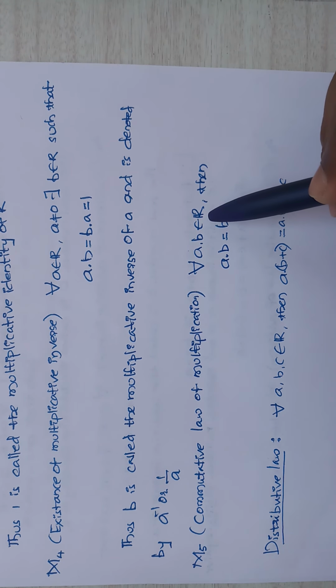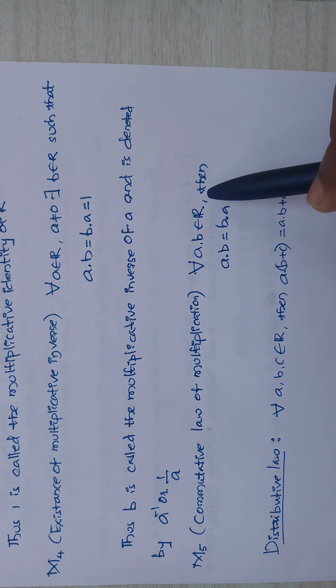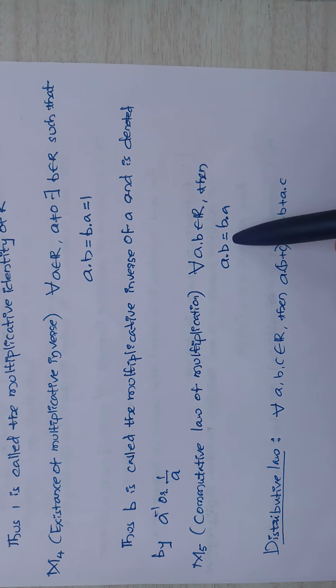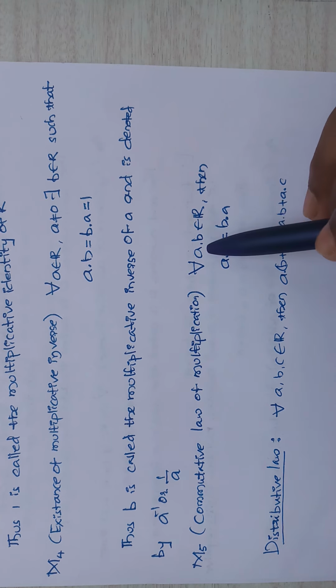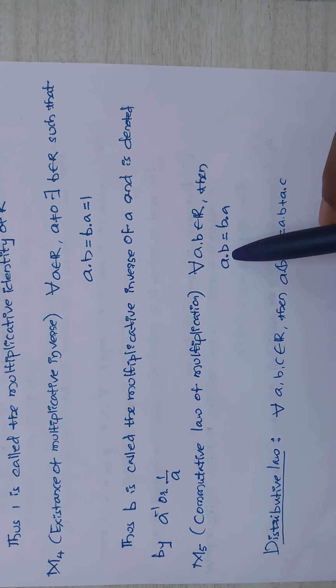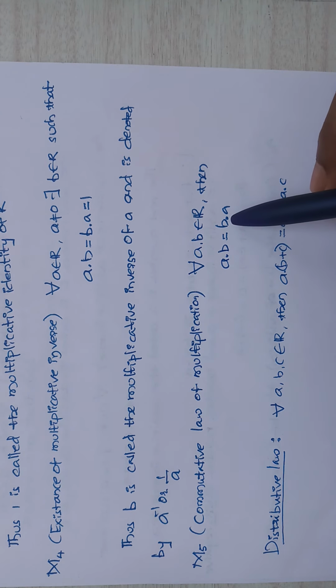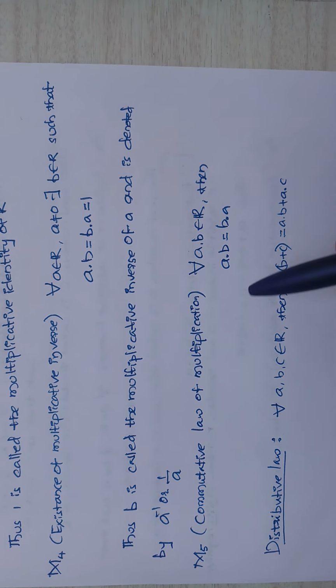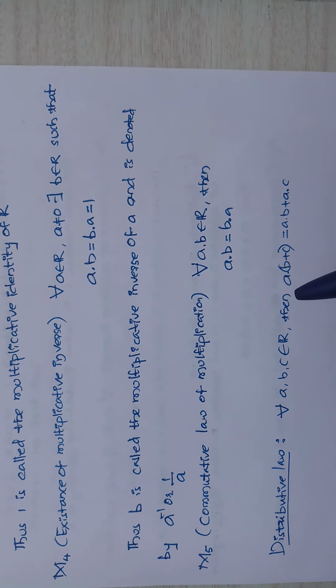For all A, B belongs to R, A into B is equal to B into A. You take real numbers. If I take 4 and 5, 4, 5 belongs to R, then 4 into 5 is equal to 20 and 5 into 4 is also 20. Therefore the commutative law for real numbers holds good.